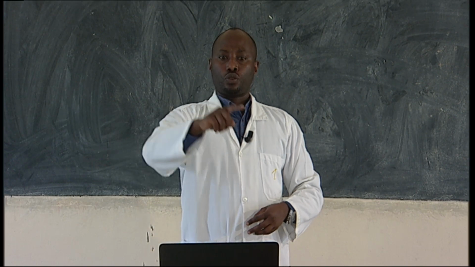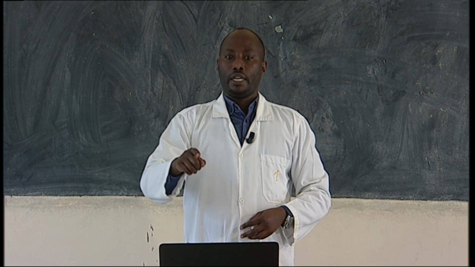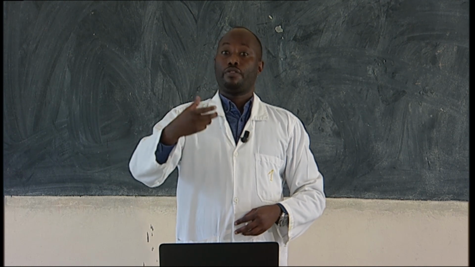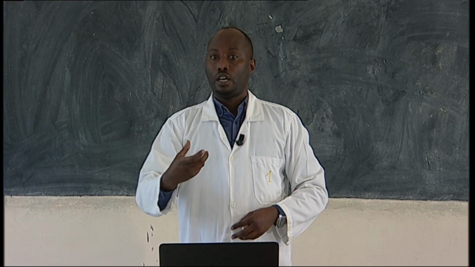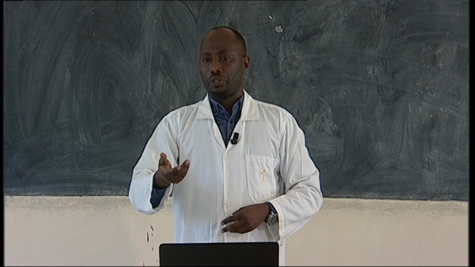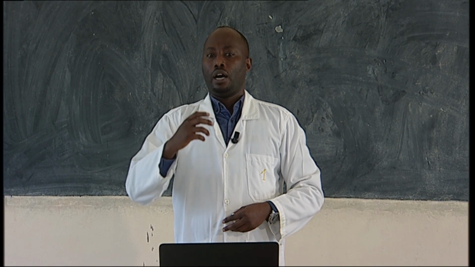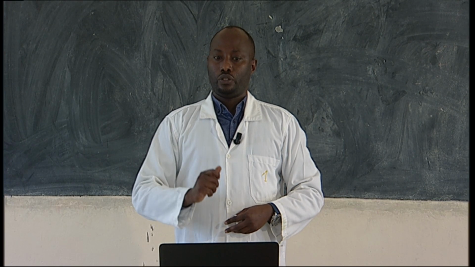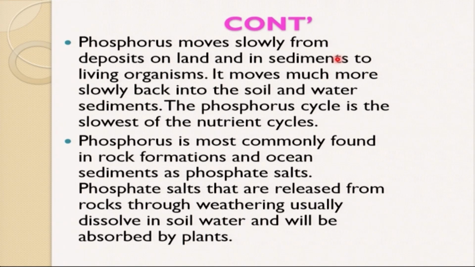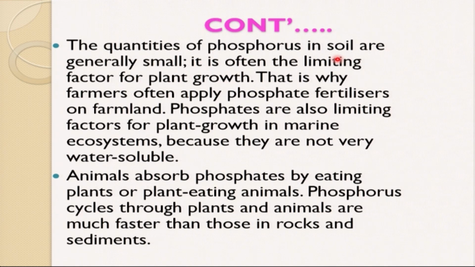So this process of the phosphorus cycle is the slowest of the nutrient cycles. Among all these processes, the phosphorus cycle is the slowest among all these nutrient cycles, along with the water cycle, carbon cycle, and even the nitrogen cycle. Phosphorus salts are released from rocks through weathering, usually dissolve in soil water, and are absorbed by the plants. The quantity of phosphorus in the soil is generally small.